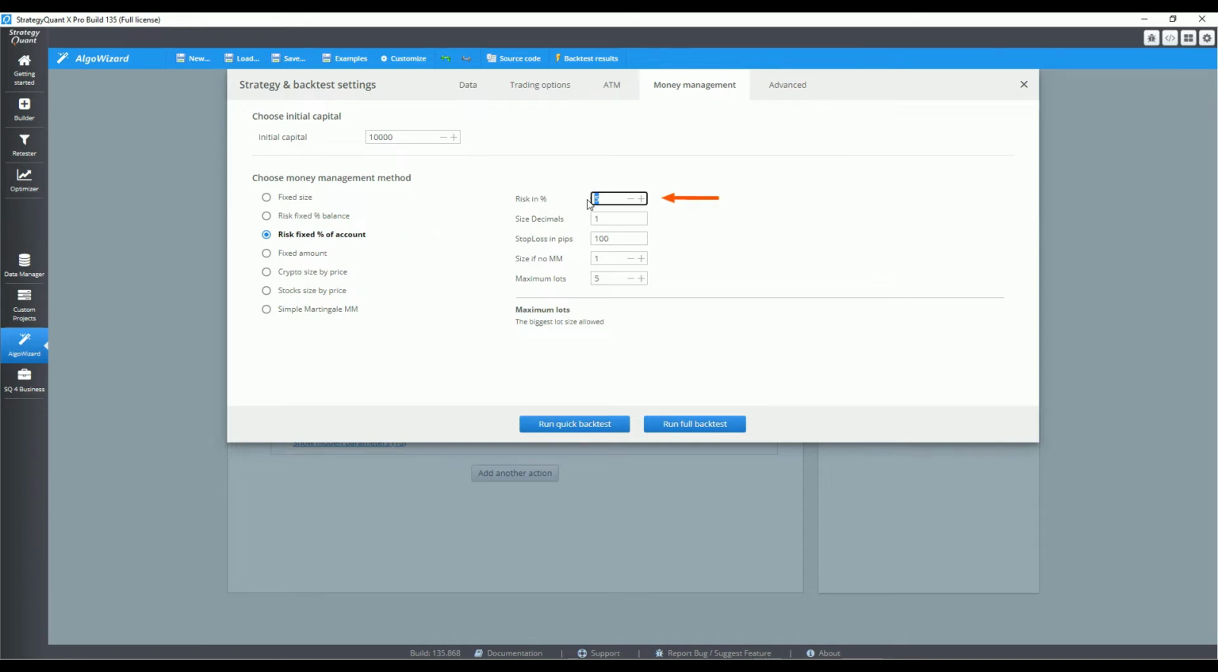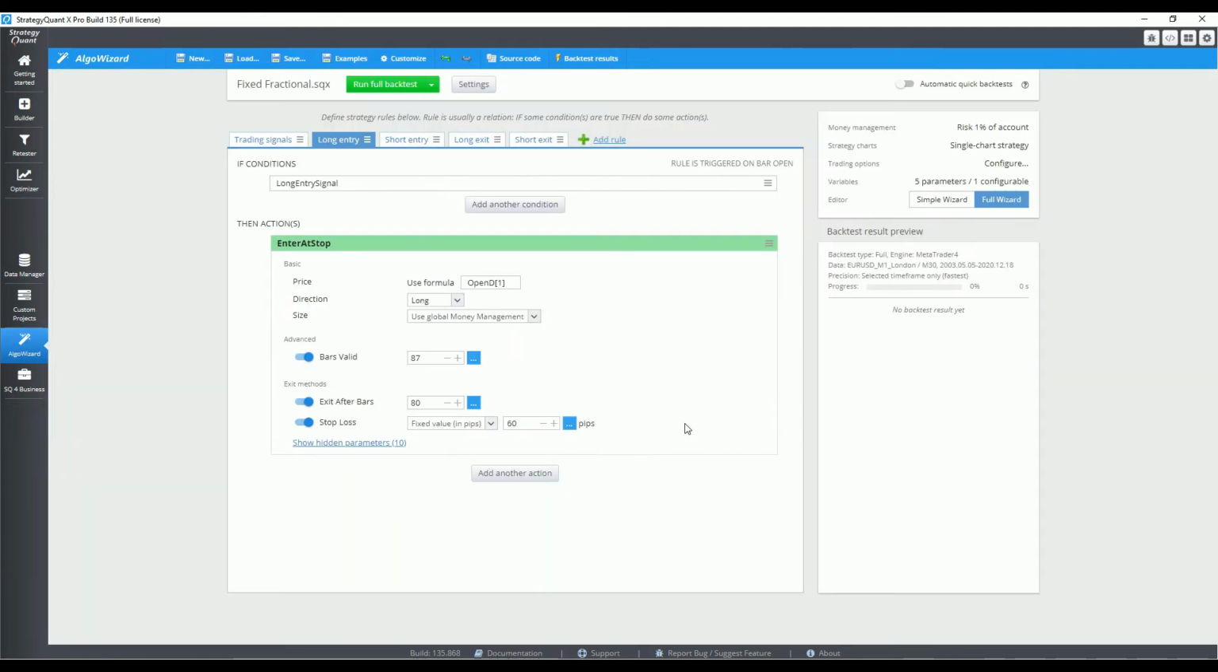This is the percentage of your account that you risk per trade. Let's be conservative and select 1%. Size decimals is the number of decimal places your lot size will contain. Since we can trade increments of 0.01 lots in Forex, select 2. This is the backup lot size that will be used if the fixed fractional computation fails for any reason. Input a small value. Maximum lots is a safeguard and places a cap on your lot size.